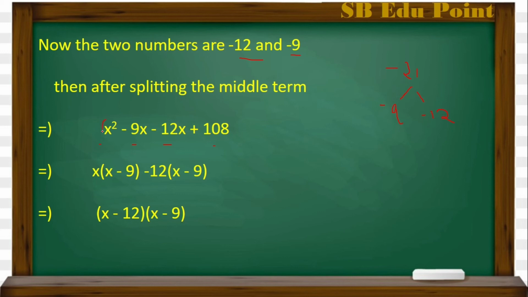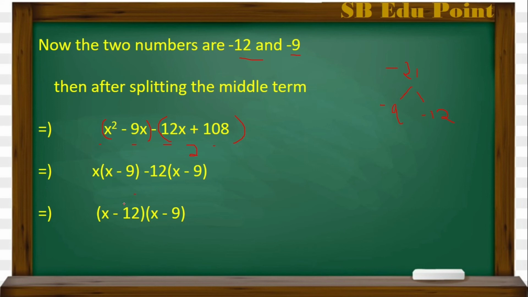Now if I divide this whole equation into two parts, the first part will be x square minus 9x, and the second part will be minus 12x plus 108. So from the first bracket I can take x common, and the terms left in the bracket will be x minus 9. And from the second bracket I can take minus 12 common, so in the bracket x minus 9 will be left. Again, if I take x minus 9 common, in the bracket it will be x minus 12.